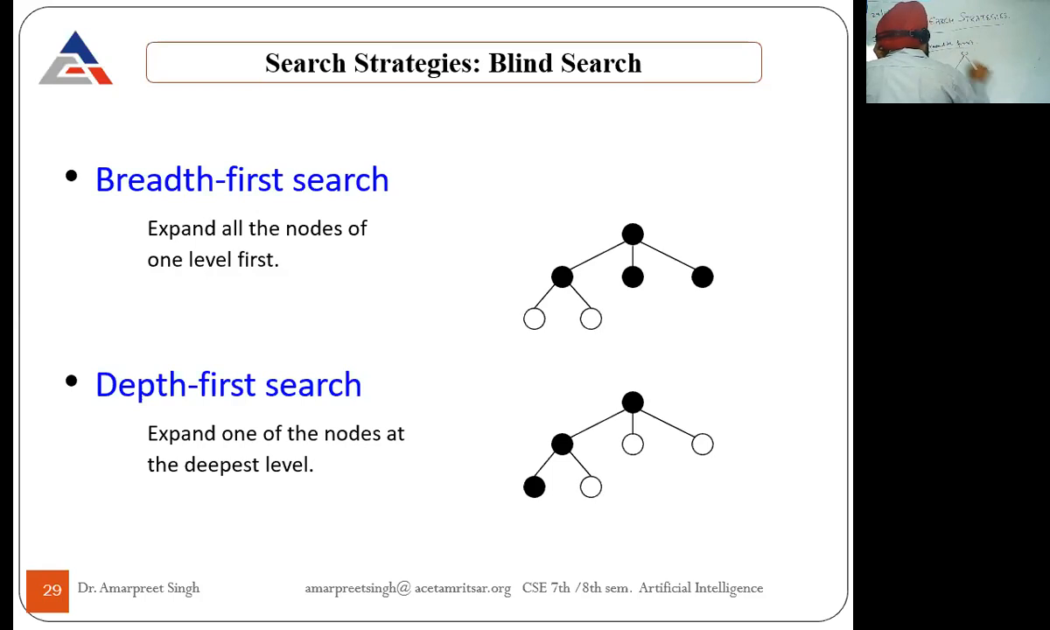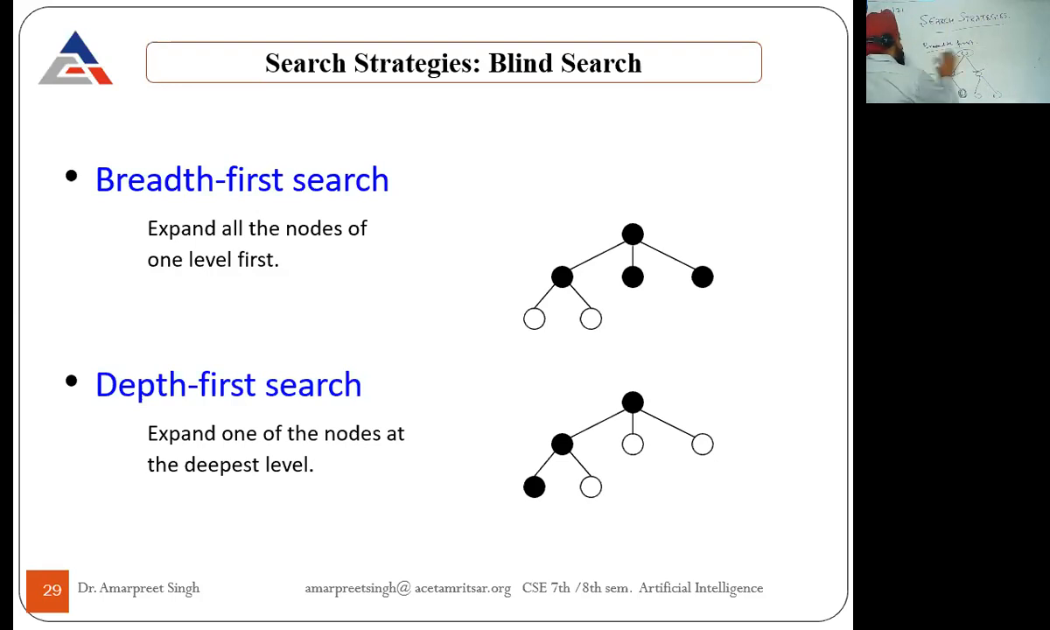So if this is the tree, we have to search for any goal state. First it will traverse the first level, then it will traverse the nodes of the second level, then it will come to the third level.